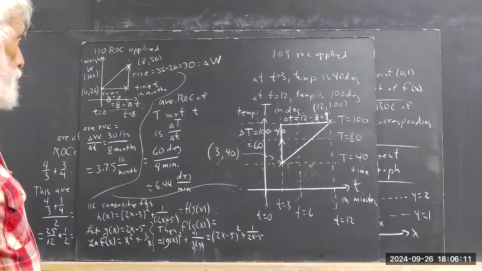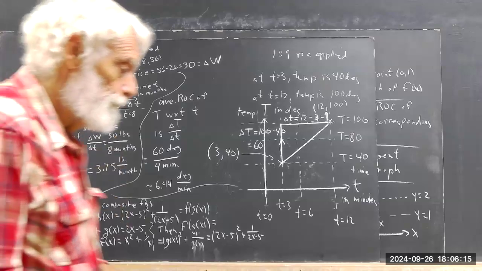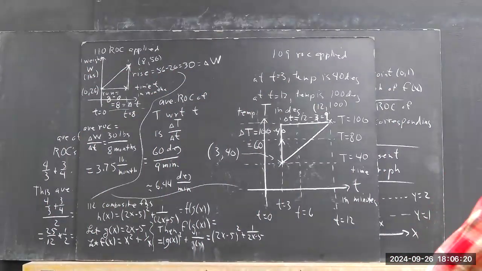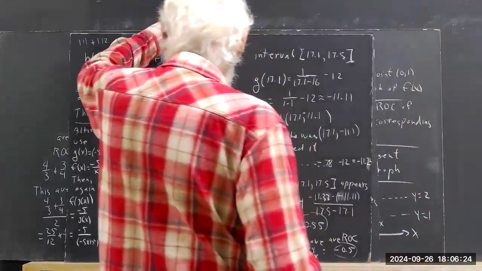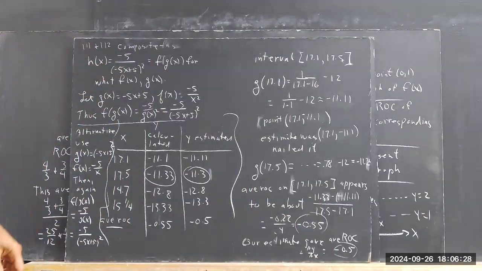And then the last thing is composite functions. I had to squeeze these in because I was completely out of board space. Actually, I wasn't, but I couldn't figure it out. Okay. This is like number 111, I think.